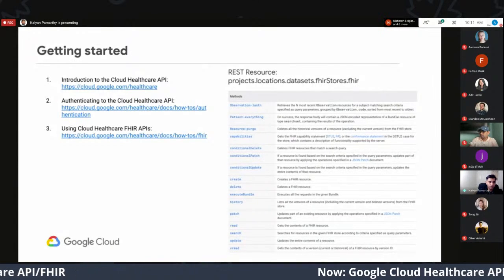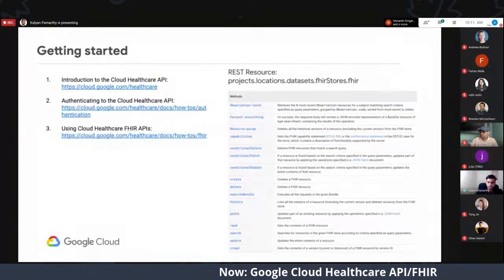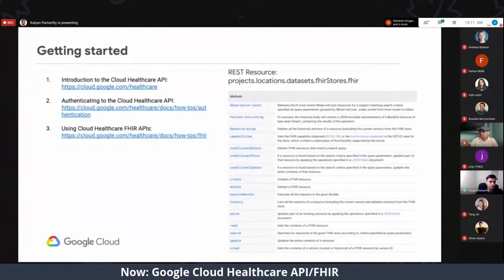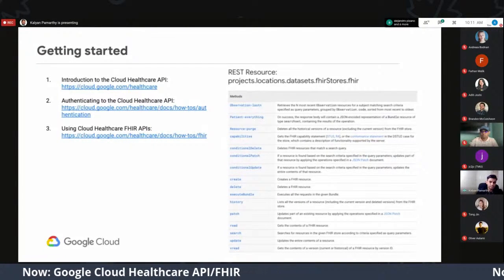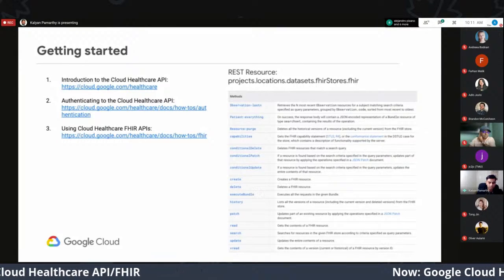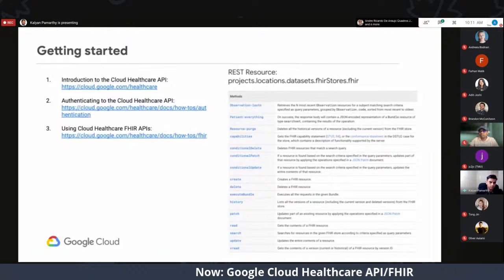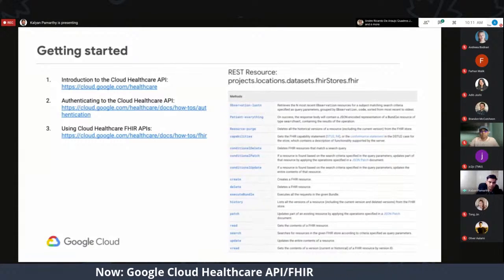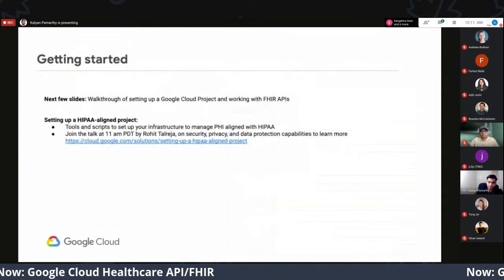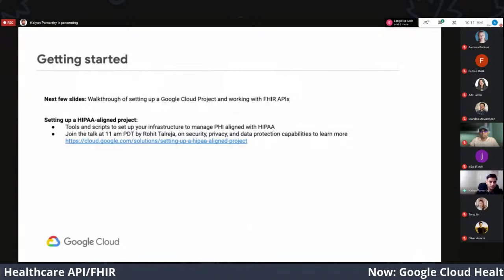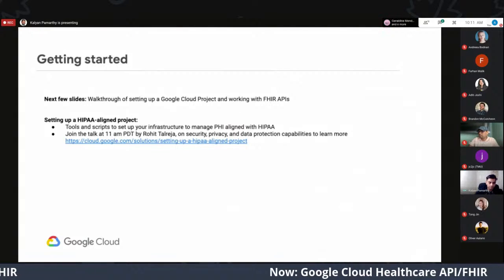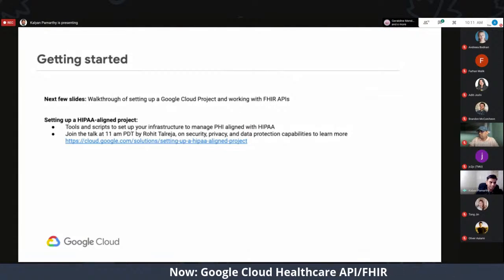And so if you ever need help with a certain topic, for example, how do I get access tokens? Just go to the search bar on the Google Cloud website. It'll take you to the HealthKit documentation as well. So in the next few slides, I wanted to show some screenshots on how you would get set up and start using the HealthKit API.